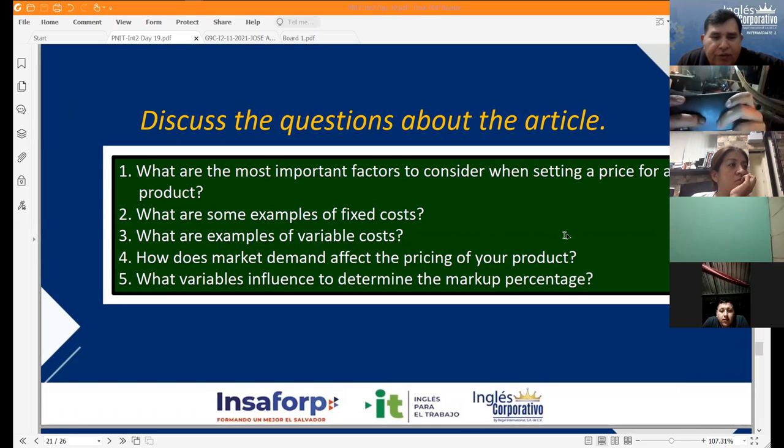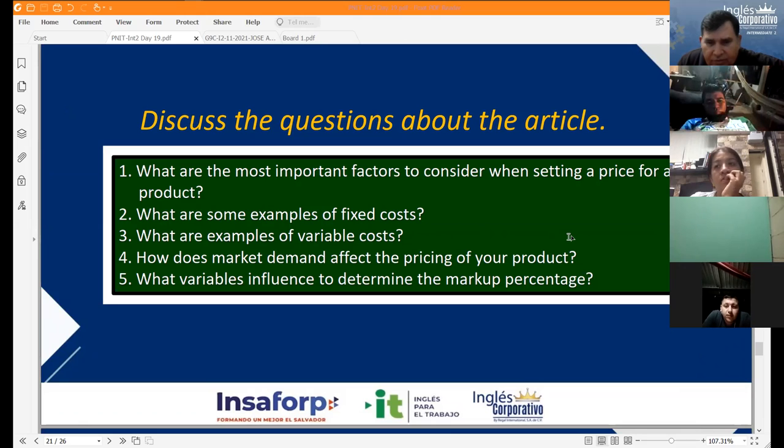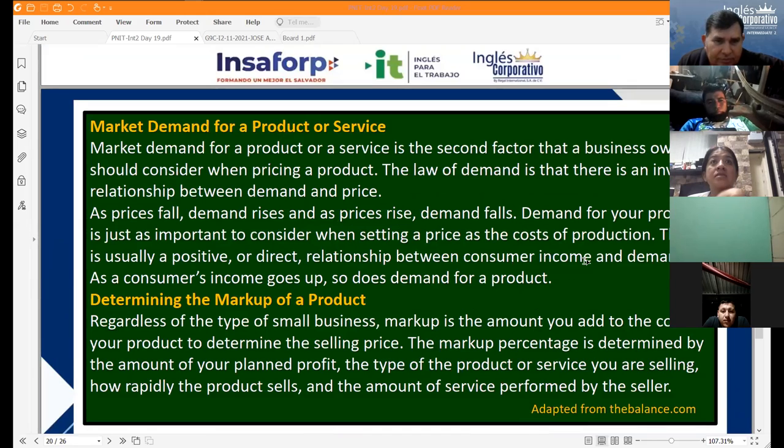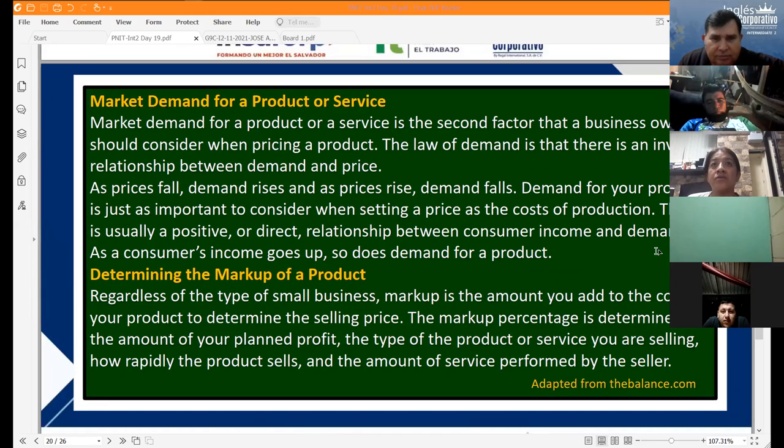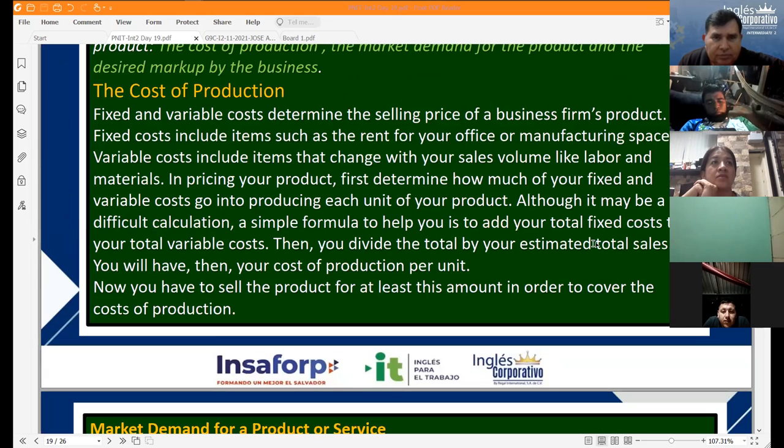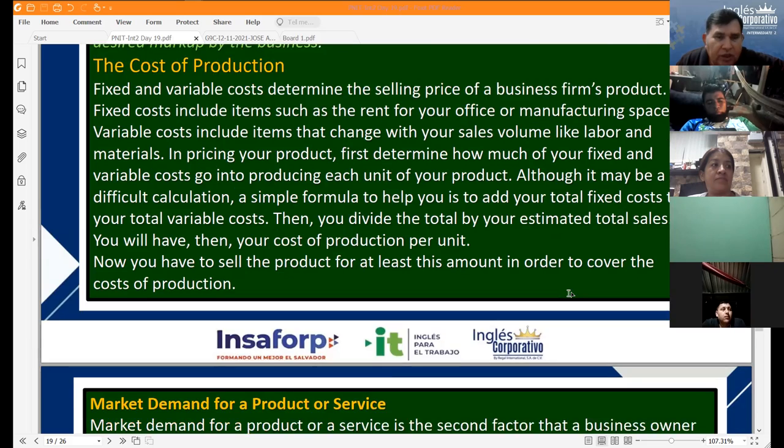What are some examples of fixed costs? Carlita? Fixed cost is rent for your office or manufacturing space. Okay, yes, correct. What's the meaning of fixed costs? Means that you will always have the same. They don't change month after month, but you pay the same rent and the manufacturing space, okay? So same. Okay, next question.